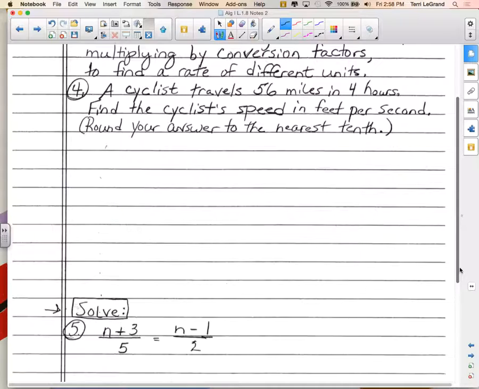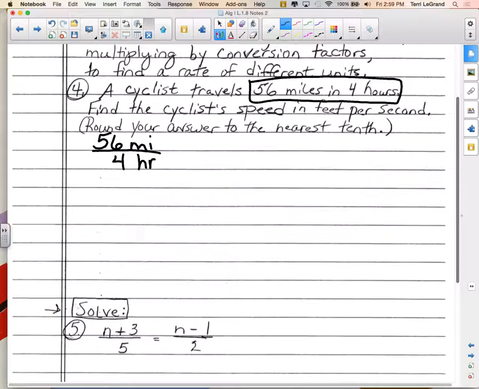So, first thing we're going to do is say, here's the information that they gave us. They said a cyclist travels 56 miles in 4 hours. Would it make more sense to put the miles upstairs or the hours upstairs? Miles per hour or hours per mile? Miles. Okay. So we're going to start with that ratio, 56 miles over 4 hours.